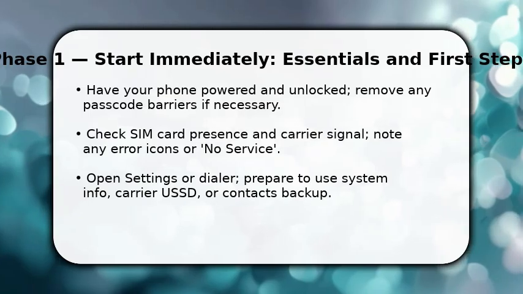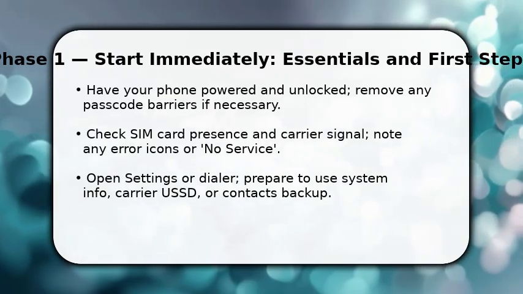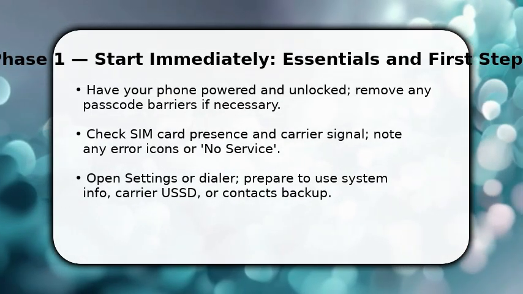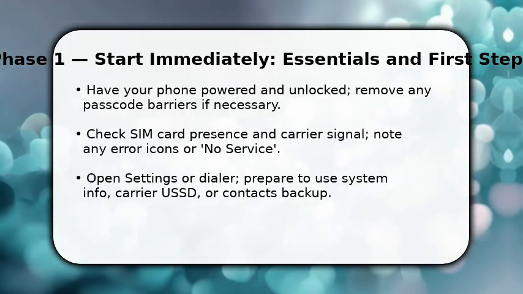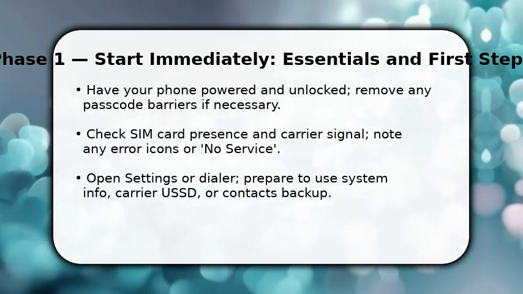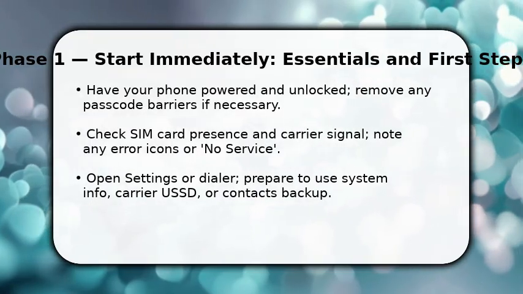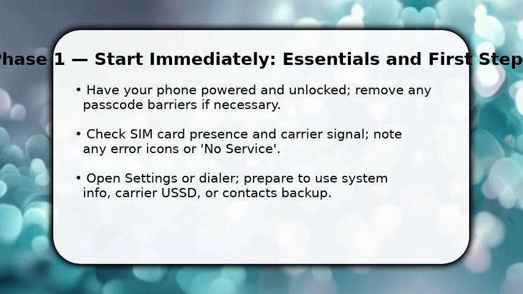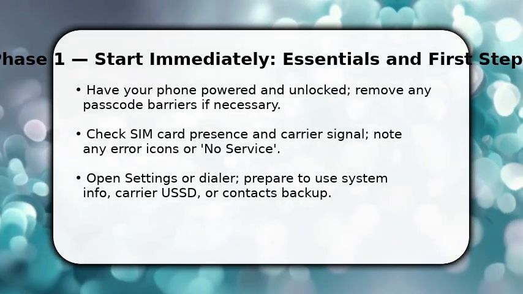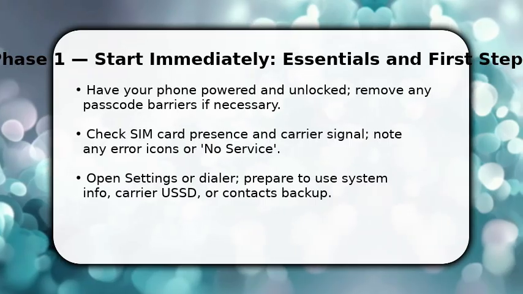Enjoy the video. You begin by confirming the basics. Your phone must be on, unlocked, and the SIM inserted. Once done, make sure you have a carrier signal or at least a visible SIM status. Now open Settings or the phone app. Why? Because Android and iOS expose the number in system info, while the dialer can run a USSD query.